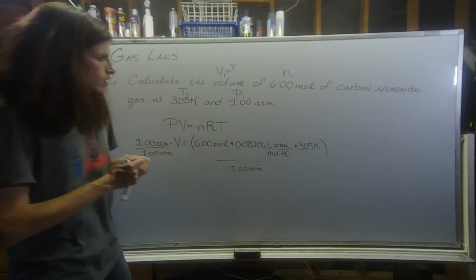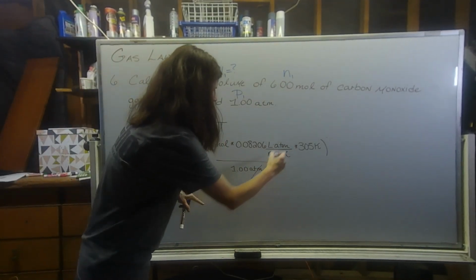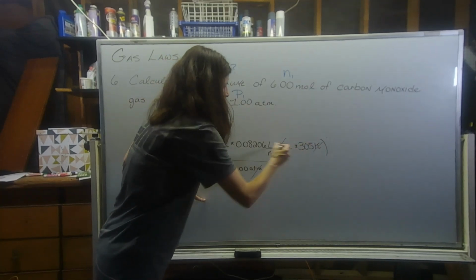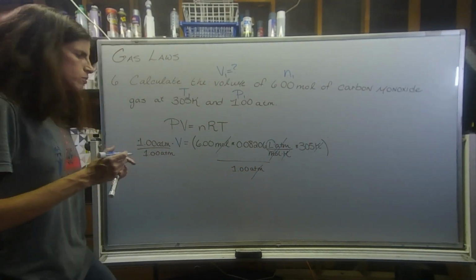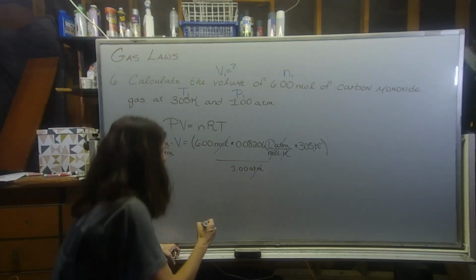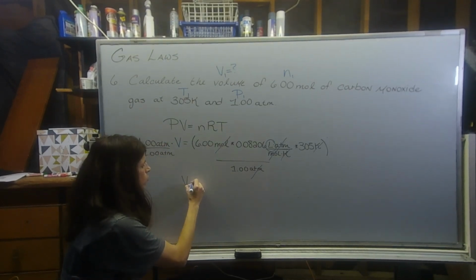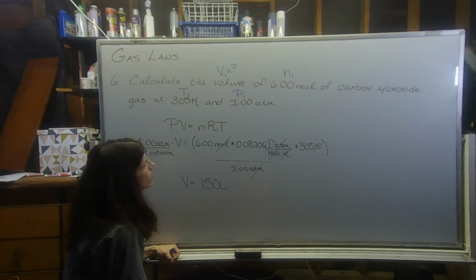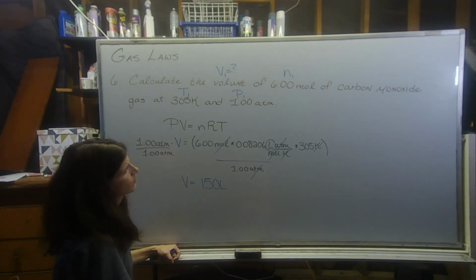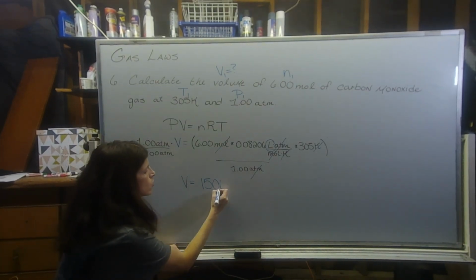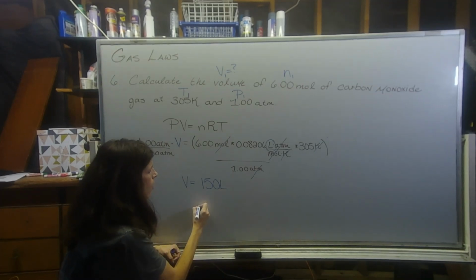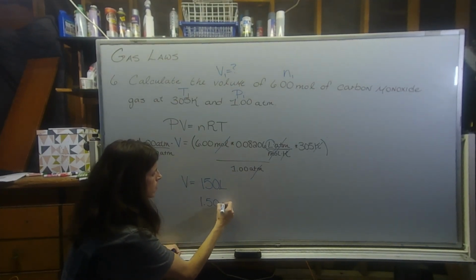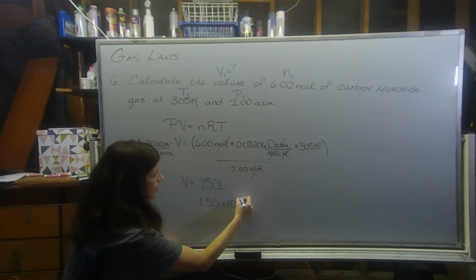Always check the units. So atmospheres will cancel with atmospheres, moles with moles, Kelvin with Kelvin, and we're left with liters, which is perfect because we're trying to figure out the volume. So the volume equals 150 liters. I do have 3 sig figs across the board. So I'm going to put a period here, or we could just use scientific notation, 1.50 times 10 to the second liters.